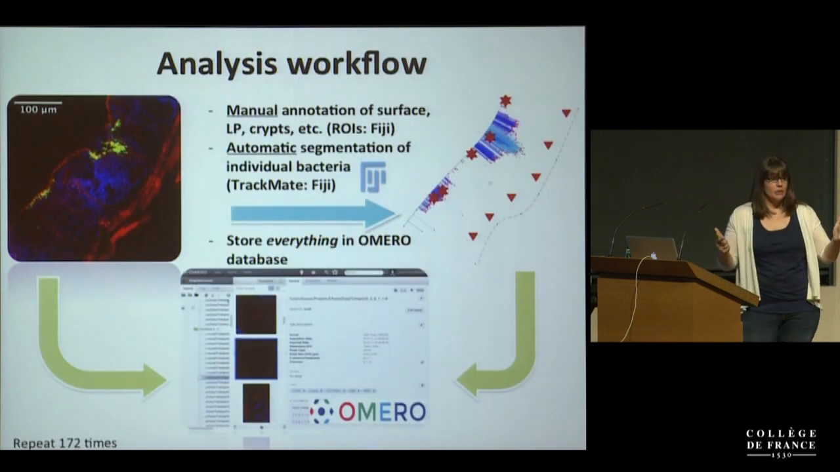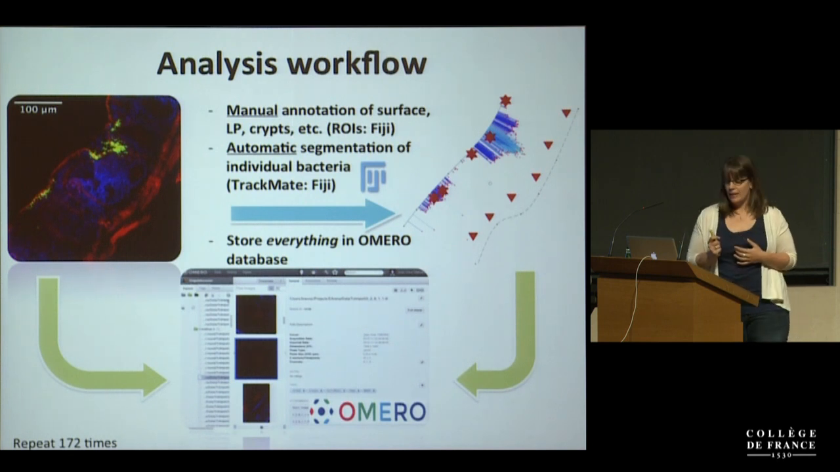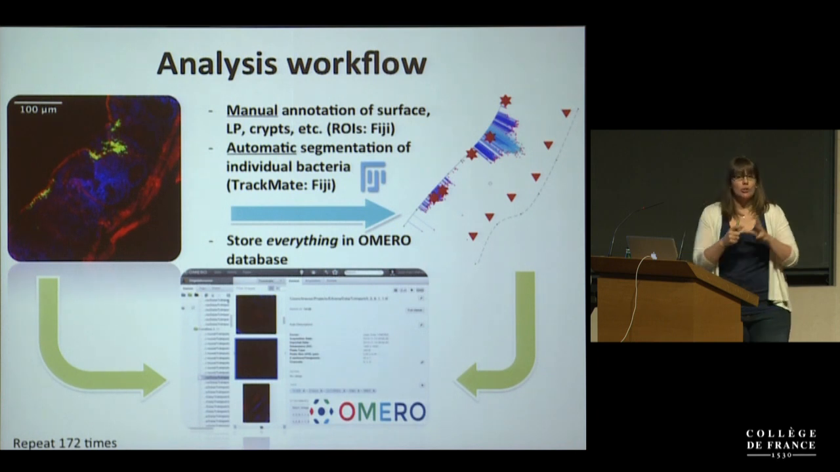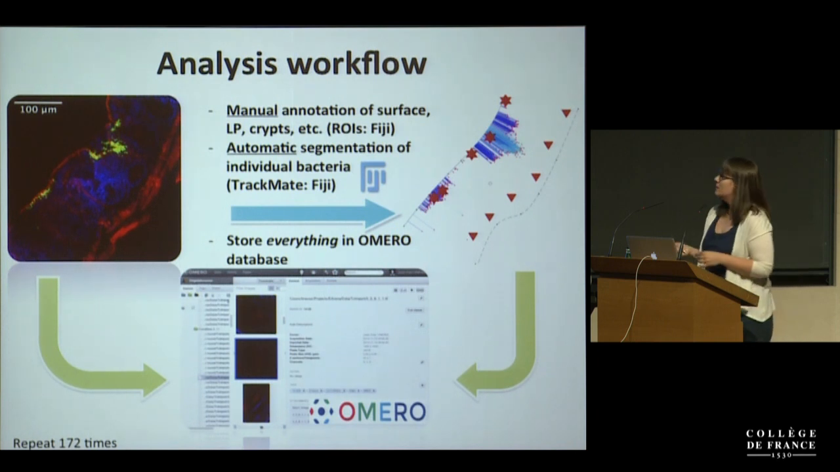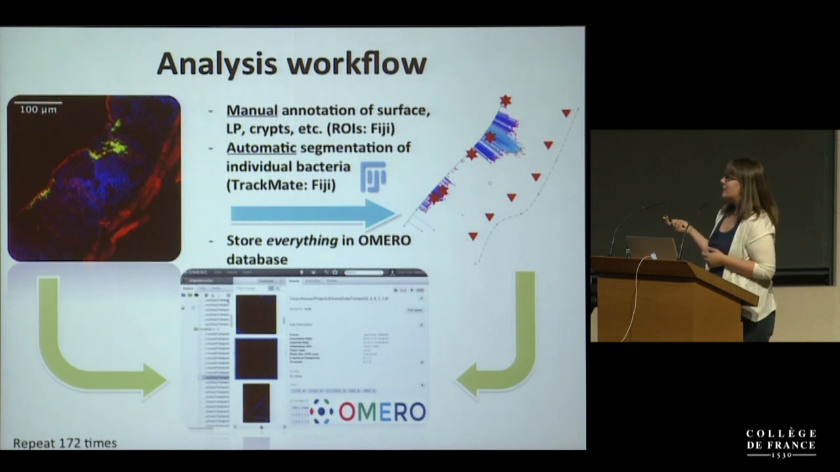So with this large amount of data, we needed to centralize, and to do so, we took advantage of the OMERO databank. This database basically allowed us to annotate, curate, and analyze our data, and multiple users could come in and access the data as well. Essentially, the raw data was all stored in this database, and then we had to carry out annotations as well, both manual and automatic segmentations.